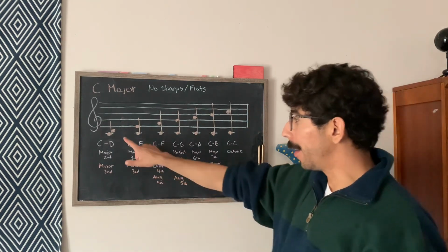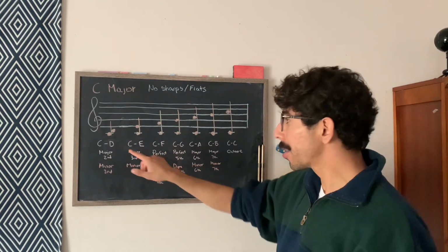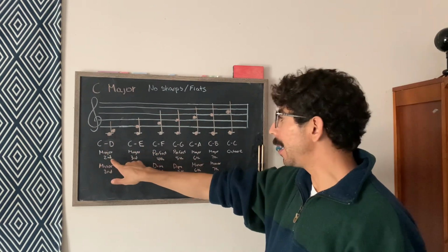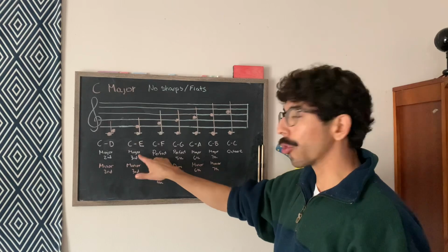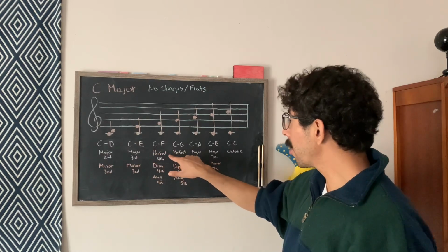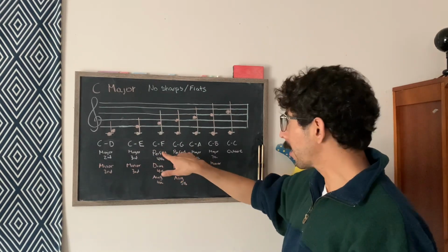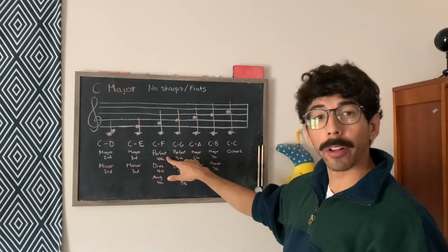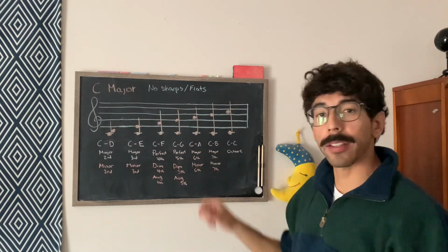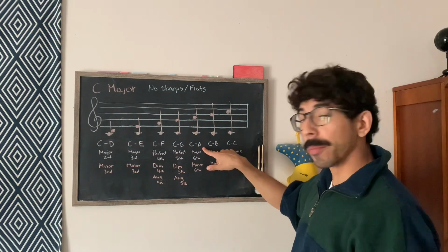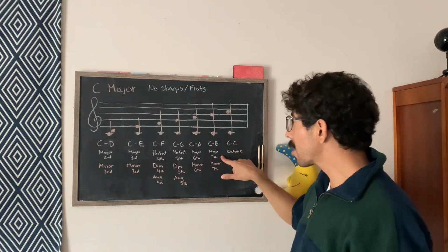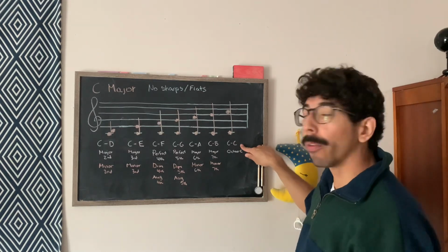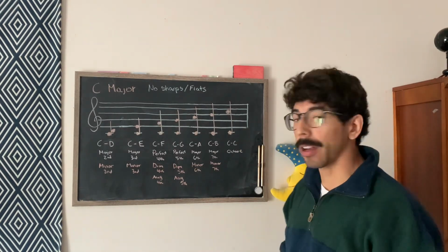Now, to start, it has all major intervals. So the interval from C to D is a major second, the interval from C to E, major third, and then again for fourths and fifths, we use the word perfect. So from C to F is a perfect fourth, and from C to G is a perfect fifth. And now the interval from C to A is a major sixth, the interval from C to B is a major seventh, and then the interval from C to C is an octave.